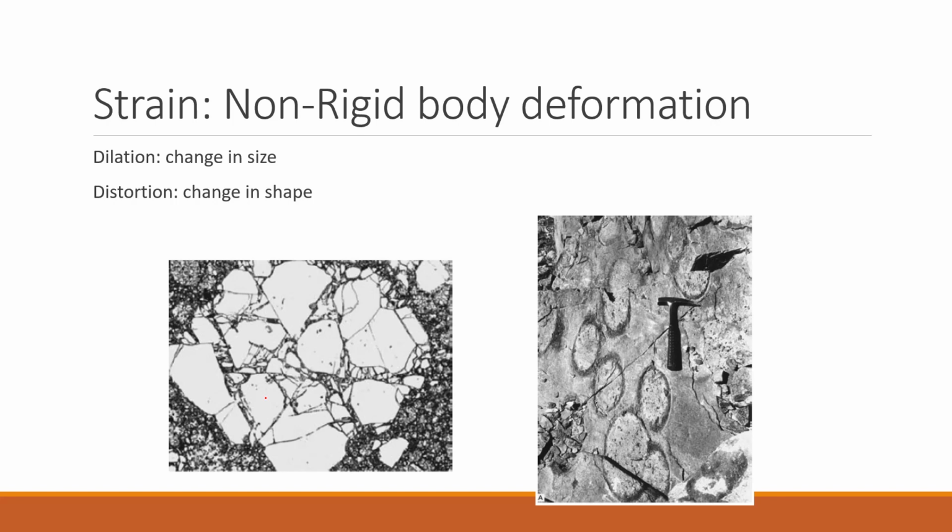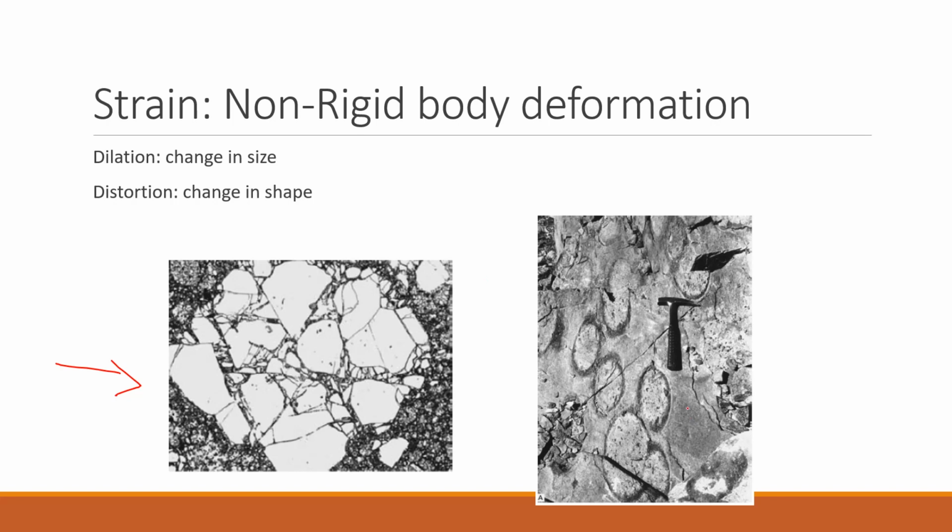Non-rigid body deformation is going to be true strain, so we can have dilatation, which is where we're changing our size, so we're going to have a change in volume, so we can have things either being crushed or exploded. So here we have another garnet. This time it's increased in volume. We can also change their shape.